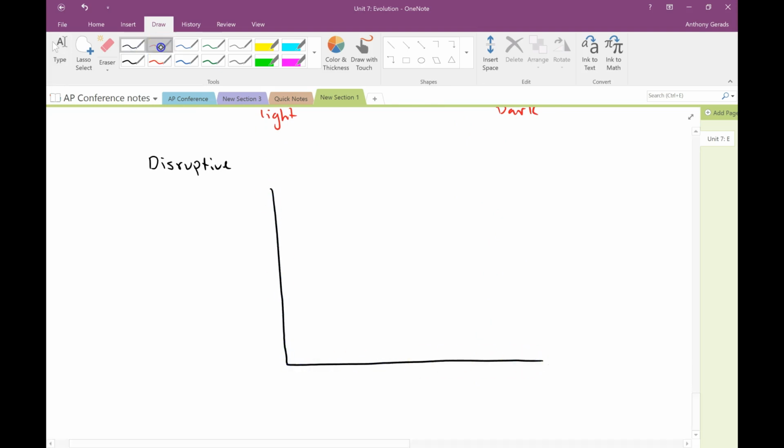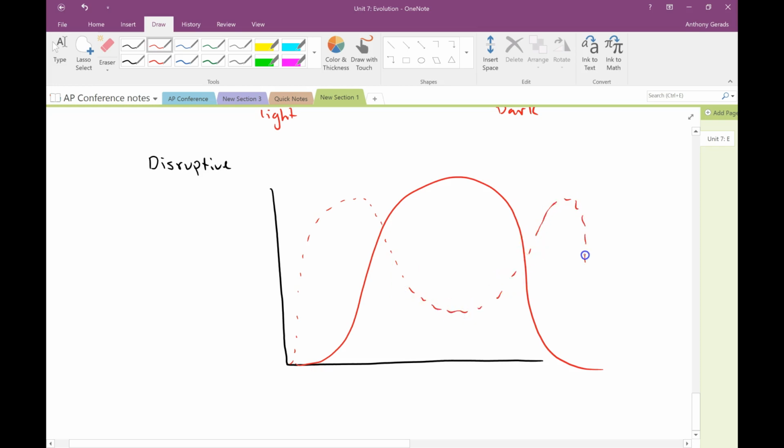The best thing for disruptive, let's say here's my original population, the rock pocket mouse. Do you remember how many types of rock pocket mice we had? Not one, but two. We had dark ones and we had light ones. There was no middle ground there. If it lived in the shade, it liked the dark one. If it lived in the sun, it liked the light one. So it would actually change from the original bell curve to this. That's disruptive selection. That middle ground is not chosen for, but it actually likes the two extremes.